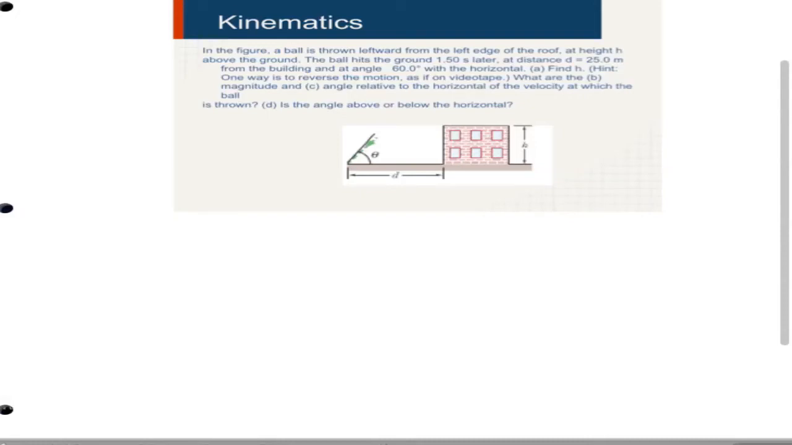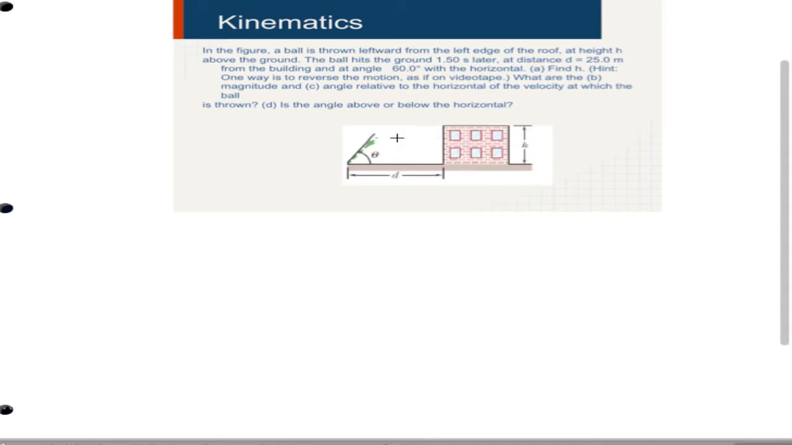All right, this is a kinematics problem I wanted to finish up for you guys. So we'll just go ahead and get started. We have a ball that is thrown, and what we want to do is figure out some things about it. We want to figure out the height that it was thrown from and the angle that it was thrown at when it hits the ground.